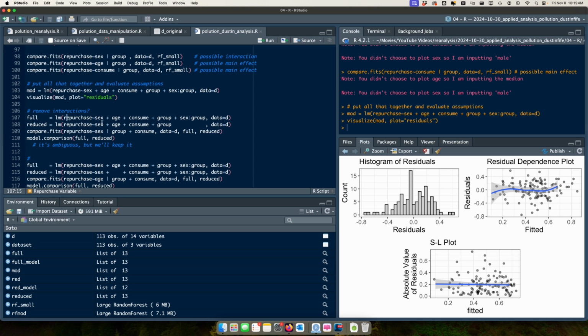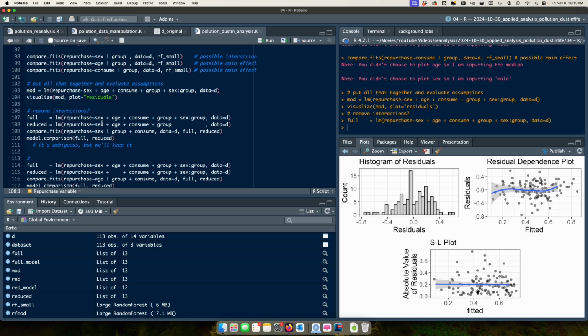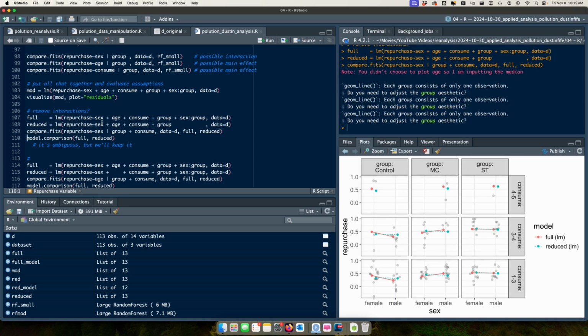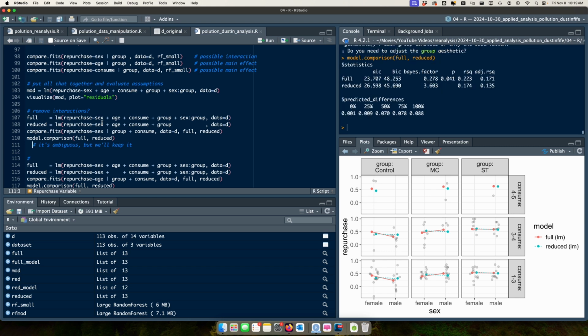So now I'm going to fit a model with all the main effects and then a sex by group interaction and do a model comparison there. And then visually, so similar. It looks like, yeah, they're making basically the same predictions. And the AIC agrees that they're making the same predictions, or in other words, no. Oh, AIC is actually favoring the full model. BIC is favoring the reduced model. The Bayes factor says the evidence in favor of the reduced model is 3.6 times greater than the evidence in favor of the full model.